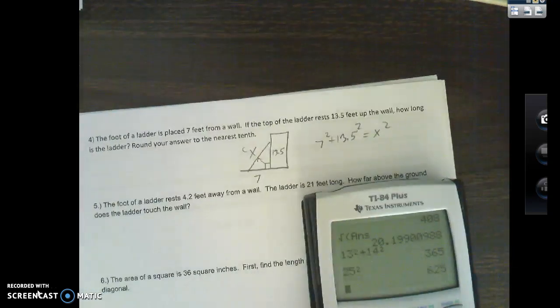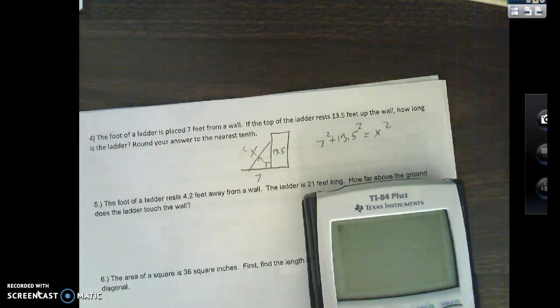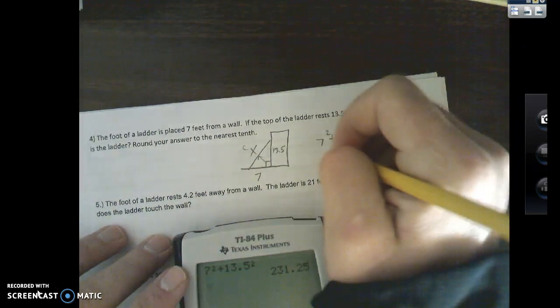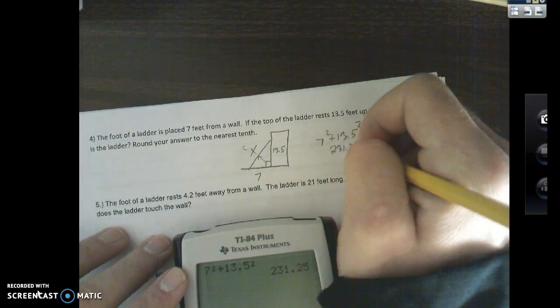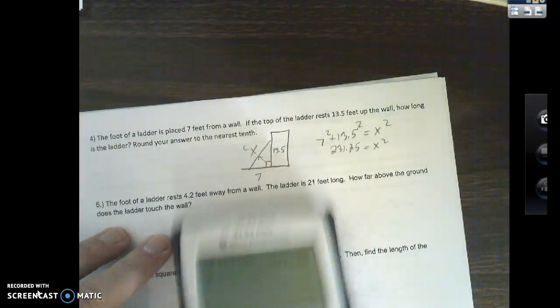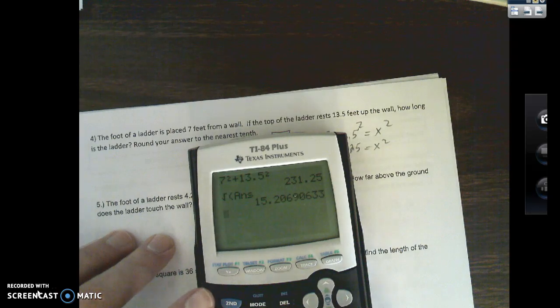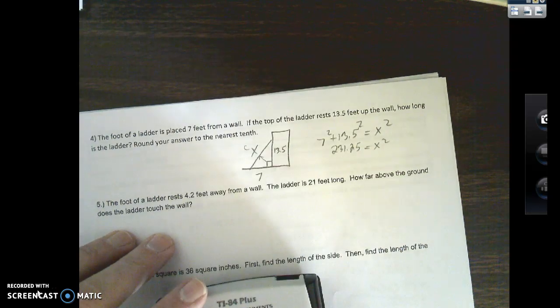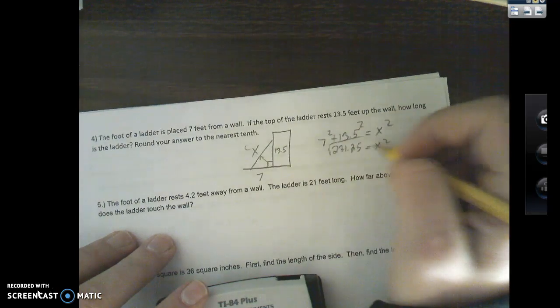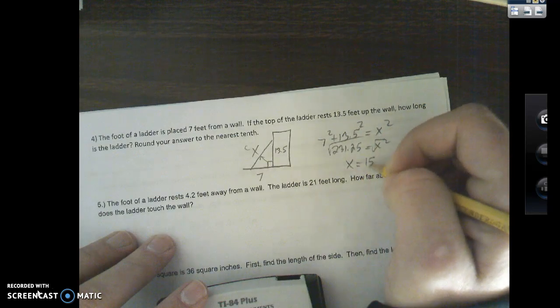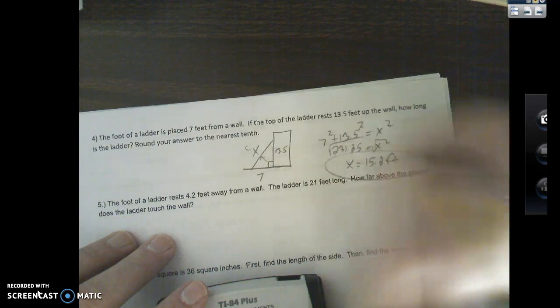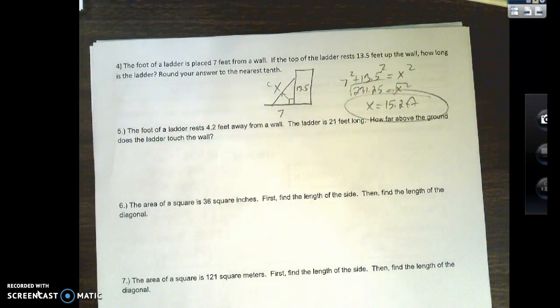Okay, good old-fashioned calculator work. 7 squared plus 13.5 squared gives me 231.25. Okay, I'm going to square root that. 15.2 feet. Okay, so square root left, square root right. Good. Now, please note the difference for part number 5.